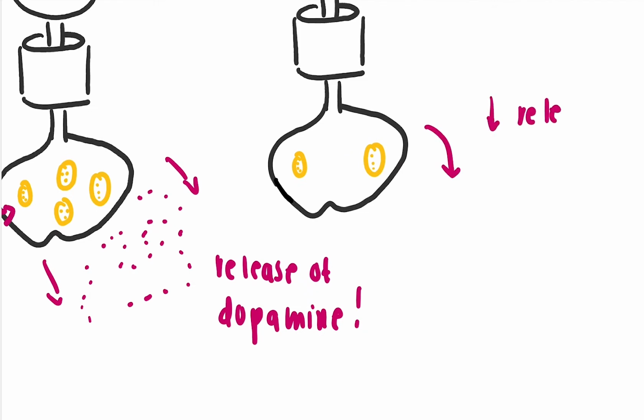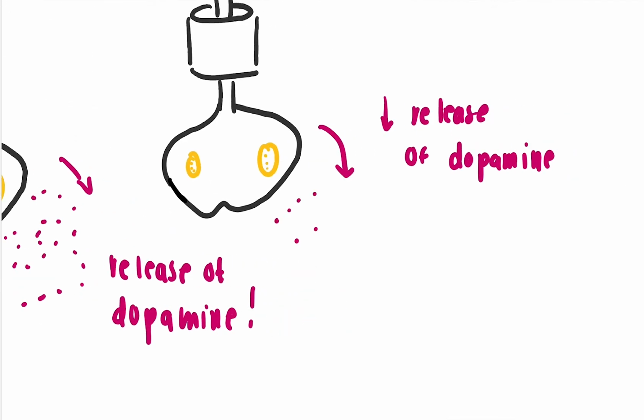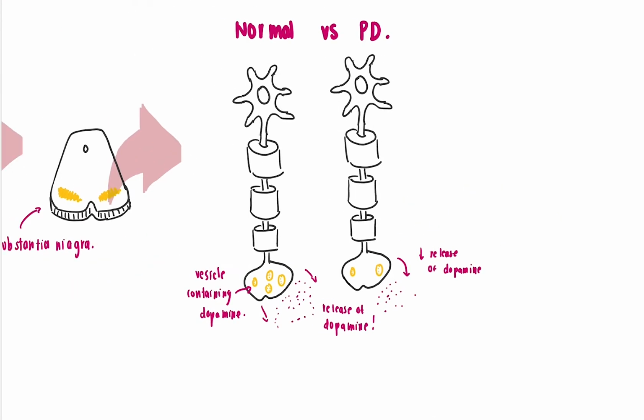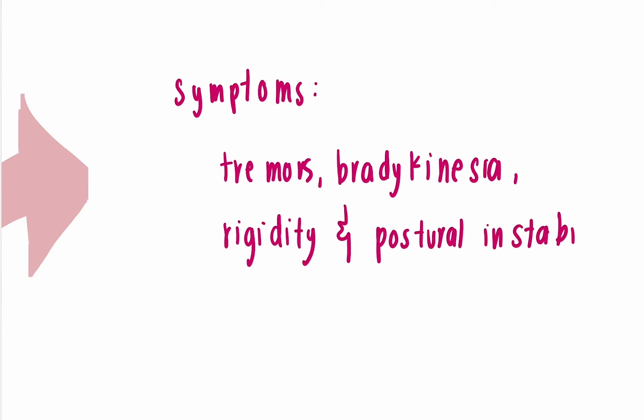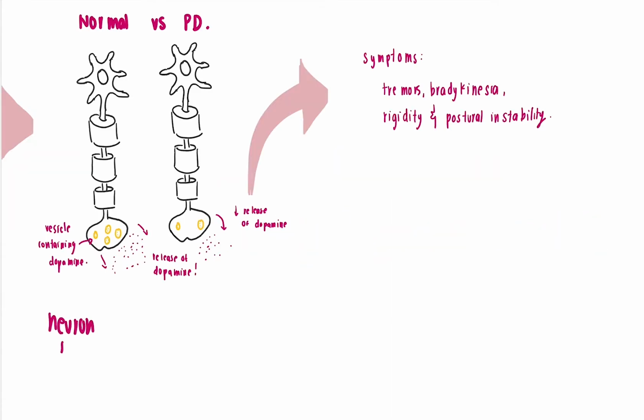So the decreased levels of dopamine in our central nervous system is what then leads to the common symptoms of Parkinson's disease, which are tremors, bradykinesia, rigidity, and postural instability. And again, this happens mainly due to neuron degeneration.